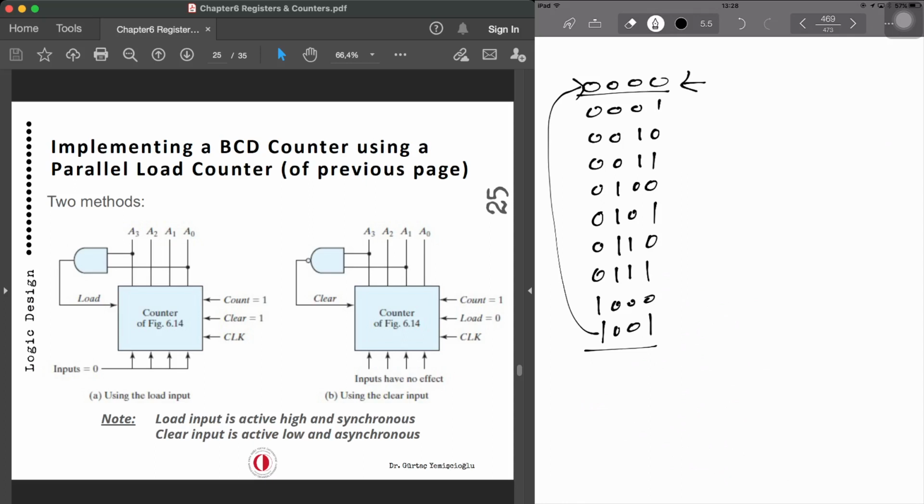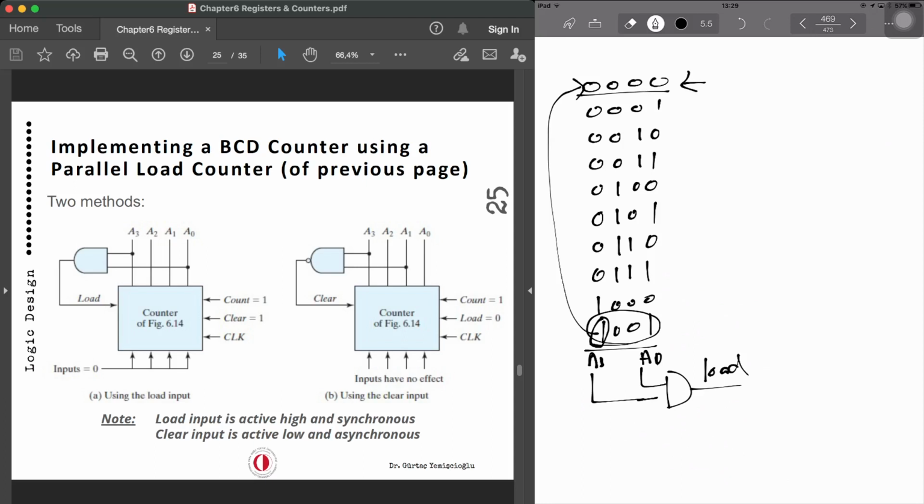So how are we going to do that? Now, what is changing over here? When it reaches, let's say, A3 and A0 equals 1, not A1. When both of those are 1, A3 and A0, which represents 9 for me, then I can say, please reset my counter, or load new data. So that's how we can have the load input going in from the AND gate.